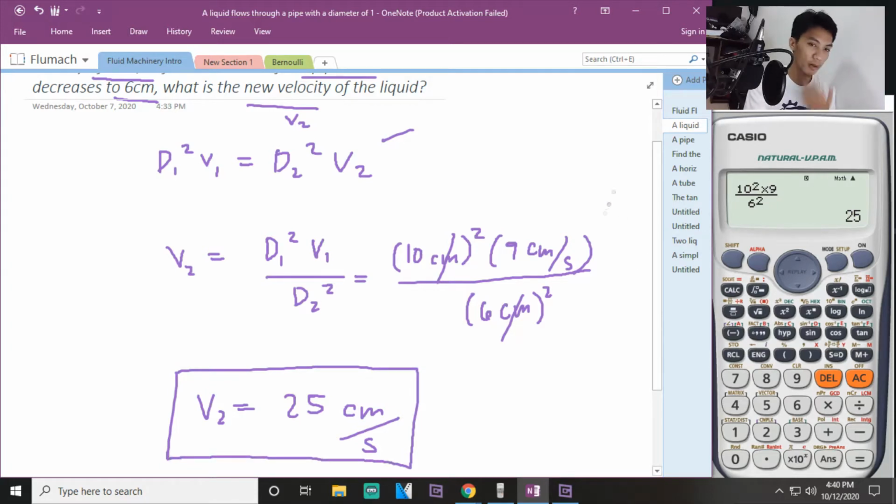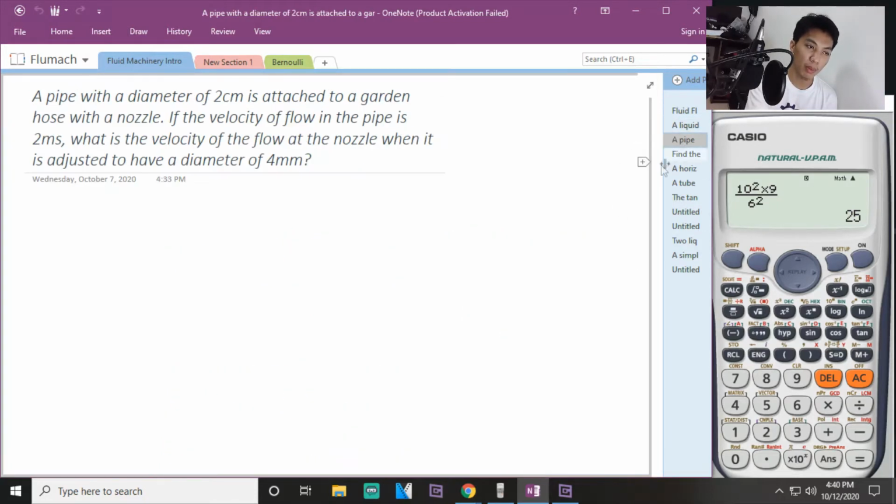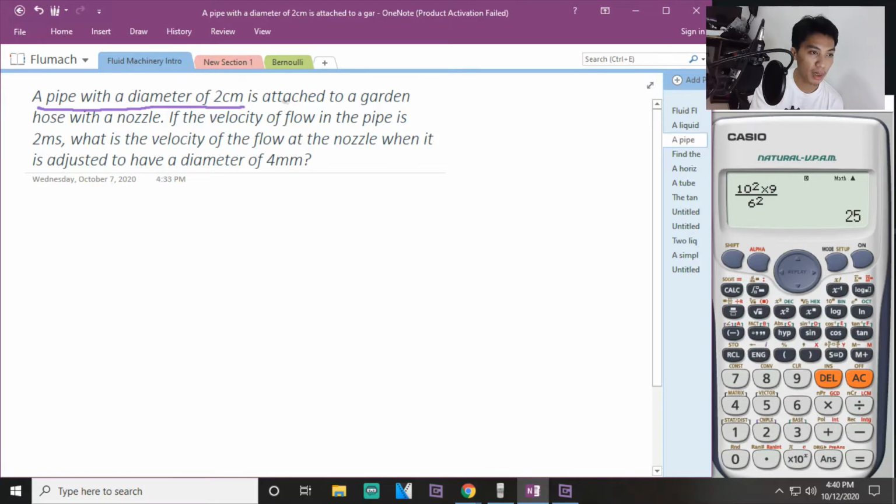Yun. So, we'll go to problem number 2. For problem number 2, a pipe with diameter of 2 cm is attached to a garden hose with nozzle. If the velocity of the flow in the pipe is 2 meters per second, what is the velocity of the flow of the nozzle when it is adjusted to a diameter of 4 millimeters? Ngayon, ganun pa rin. I-paste pa rin natin dito.